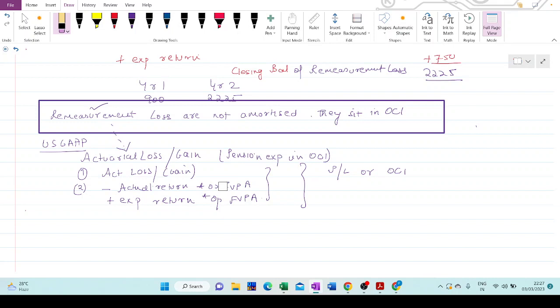These expenses are passed through OCI to curb the volatility of my income statement.